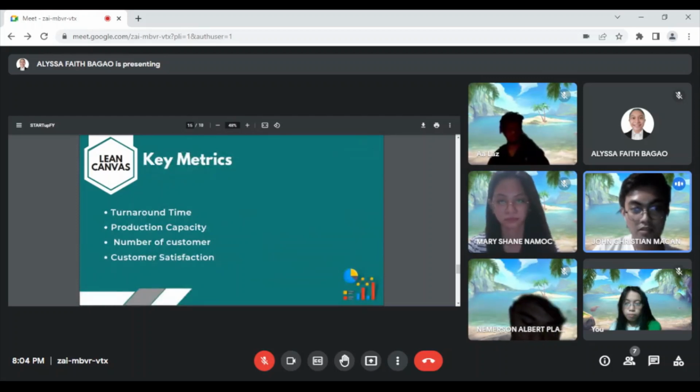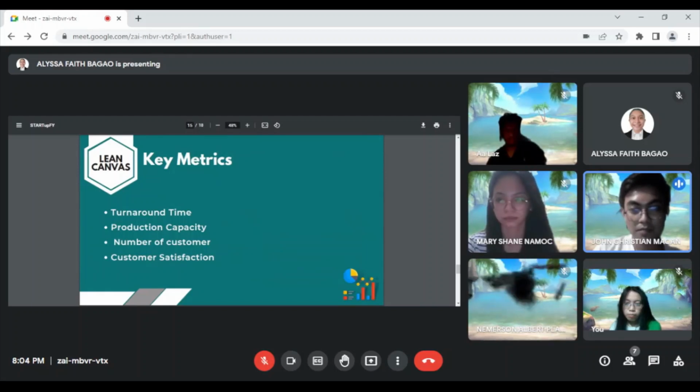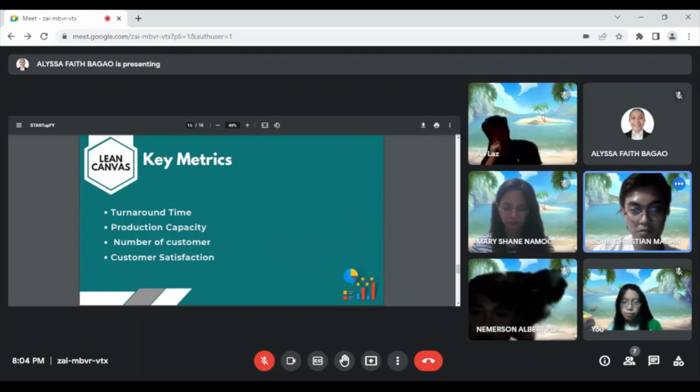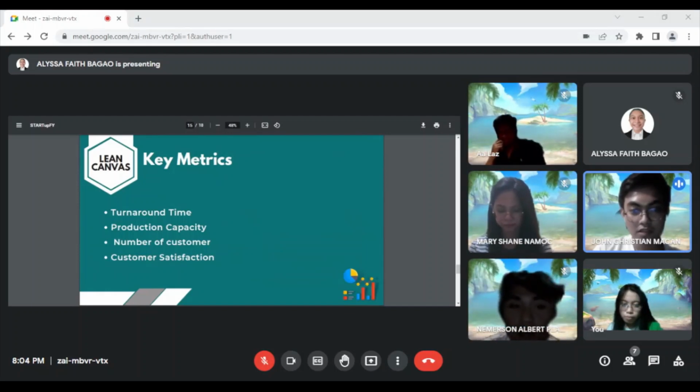So for our key metrics, our business measures the key indicators of the business metrics, including the turnaround time. This refers to the amount of time that it takes for the printing service to be completed and delivered to the customer. Faster printing time, the better. For the production time, this will be the capacity and ability of the business to handle the customer needs, when the production handles a large amount of orders and increasing demand.